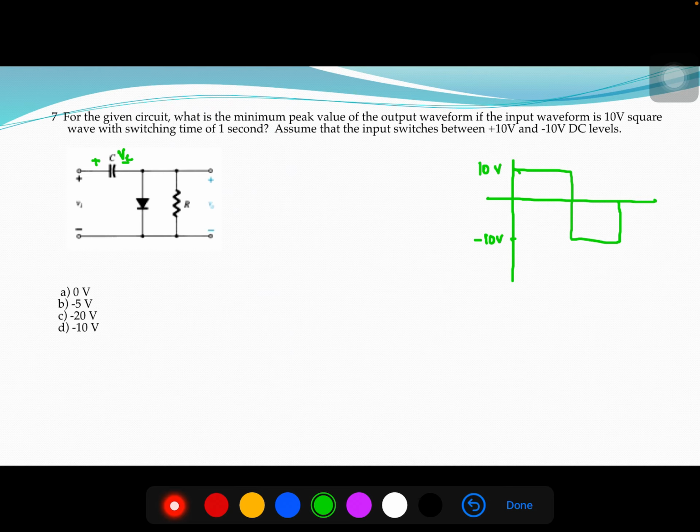Therefore, first of all we will start with the cycle which will make the diode forward biased. That means you need to have a plus here if you move like this, and you have to have a minus here. This is the positive cycle.